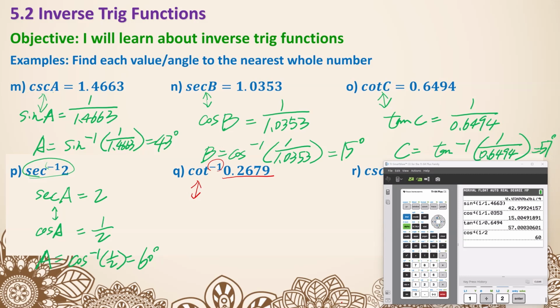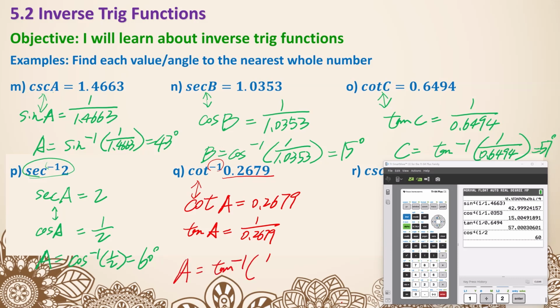So cotangent, if you want, you can always write it out. So cotangent A is 0.2679. That means tangent A is 1 over that. And now in order to find A, it's going to be inverse tangent of 1 over 0.2679. So compared to the other ones, we just have to write that one extra step so we can see it a bit clearer. So inverse tangent of 1 divided by 0.2679. That is going to be 75 degrees.